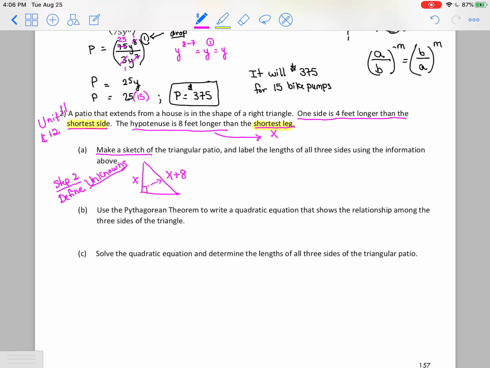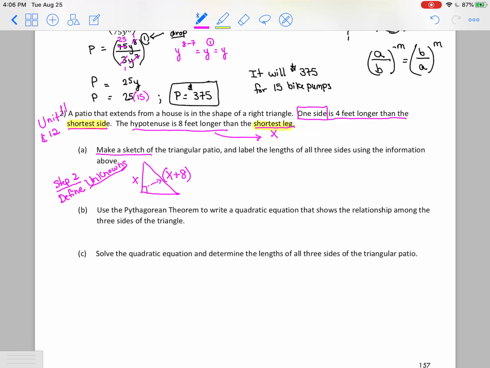Okay. Now, anytime you guys have a binomial or a polynomial as a side length or something that you're working on in a problem, go ahead and put parentheses around it. Okay, because we know that that dimension is x plus 8. It has to stay together. We're not separating that.